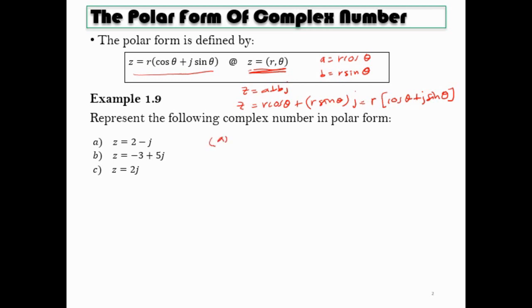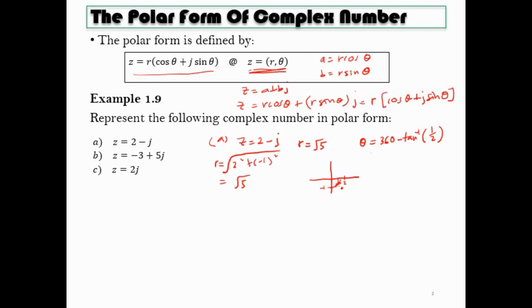Okay, for A, let Z equals to 2 minus J. So what do we need now is the R. What is the value of R? And the theta in order to write it in exponential form. So we use the knowledge on how to find the R or the modulus of Z before. It is 2 squared plus negative 1 squared. So the answer is square root 5. How about the theta? So it's located in the, okay, 2 here on the x-axis, negative 1 here. So it's located on the third quadrant. Oh no, sorry, fourth quadrant. So it'll be 360 minus tangent inverse 1 over 2.